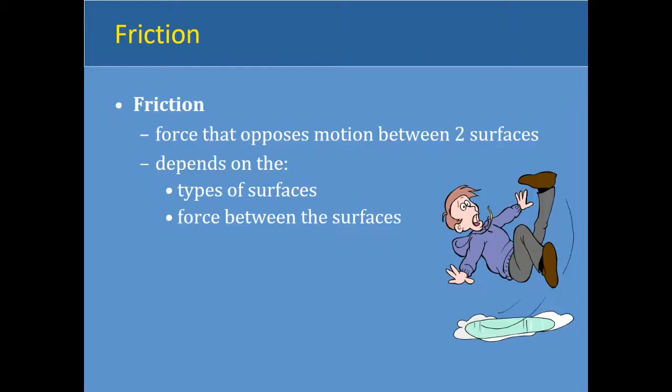It depends on the type of surfaces and the force that exists between the surfaces. If you have a really heavy object, that object is going to have more friction than a really light object. If you are on a rough surface, the surface is not smooth, this is going to have much more friction than a smoother surface. So more friction, less friction. And this is why if you go walking out and there's a whole bunch of ice, you can slip and fall, because there is less friction between the bottom of your shoes and the surface that you're walking on.